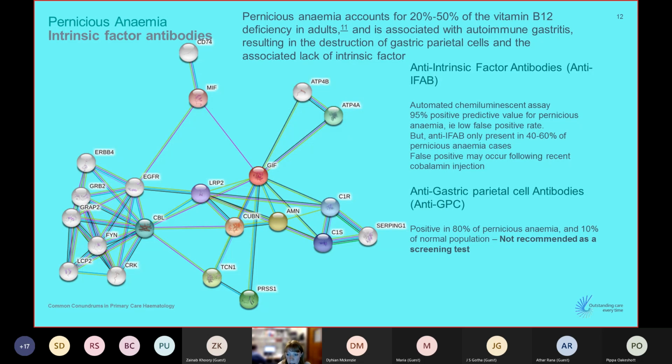Gastric parietal cell antibodies are also available for testing. They are positive in 80% of pernicious anemia cases, but are also present in 10% of the normal population, so it's not recommended as a screening test.